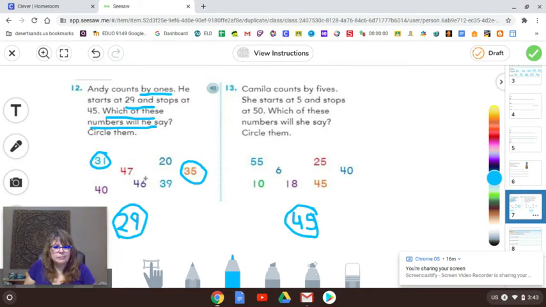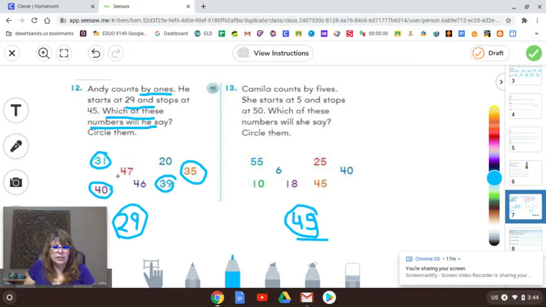36, 37, 38, 39. Oh, I have 39. 40. I have 40. 41, 42, 43, 44, and 45. I have to stop at 45.